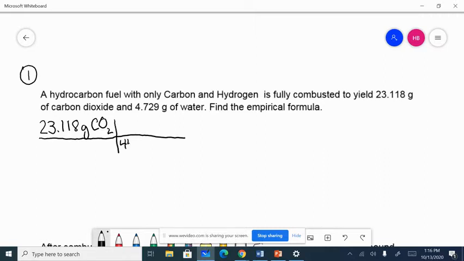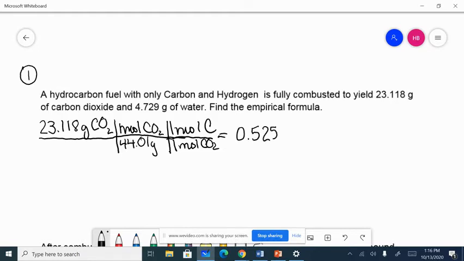So first thing I do is change grams of carbon dioxide to moles of carbon dioxide. And then I'm going to pull out that 1 mole of CO2 as 1 mole of carbon. So that's going to give me 0.52529 moles of carbon dioxide and moles of carbon. It also says I have 4.729 grams of water.